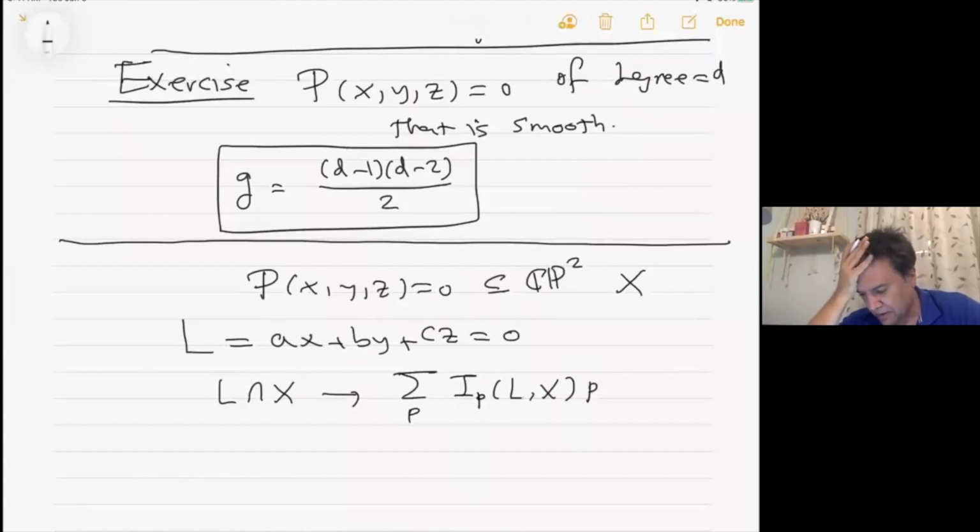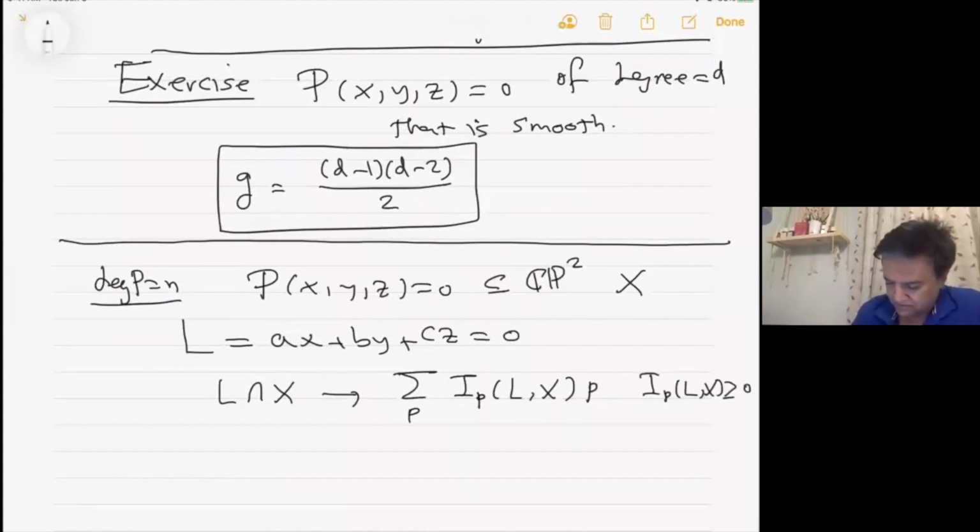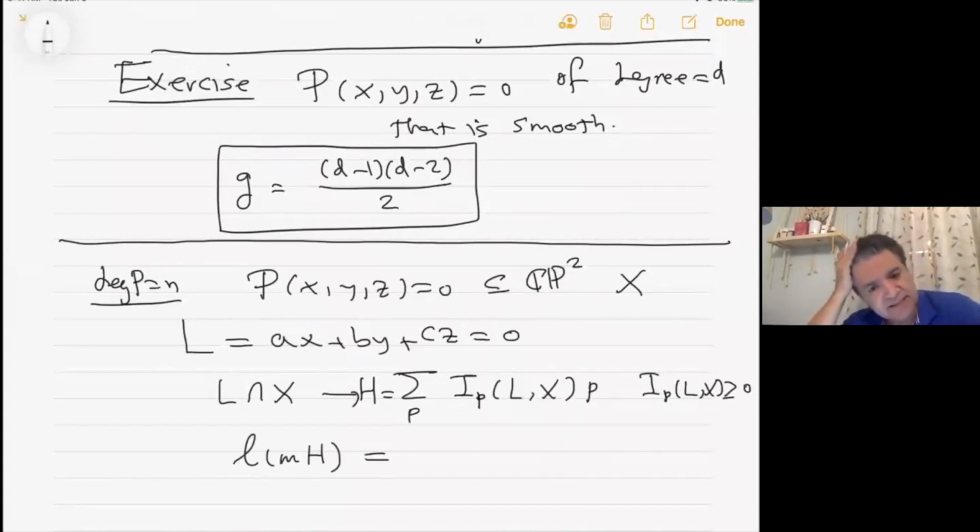Suppose the degree of P is n. This constructs a divisor that is effective, meaning that these numbers are non-negative. I define this to be H. So what I want to do now is see whether I can find L of mH, or approximate how big it is, and whether I can compare that with the prediction that Riemann-Roch tells me it should be. That's what I want to do in these last few minutes.